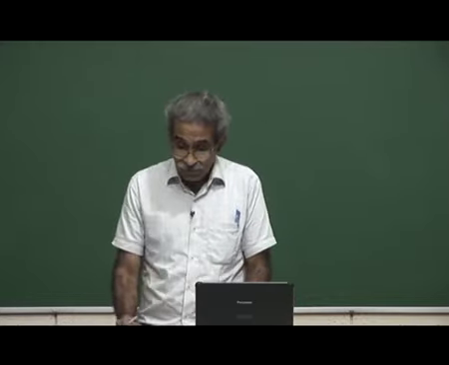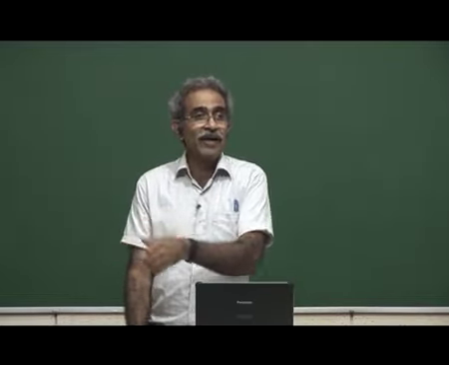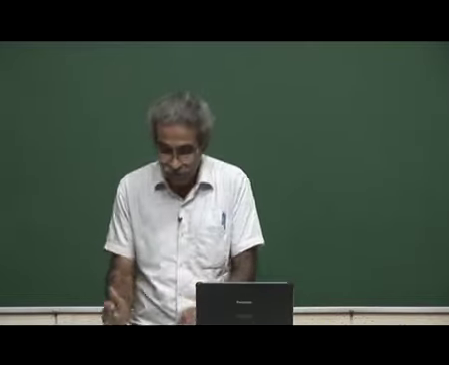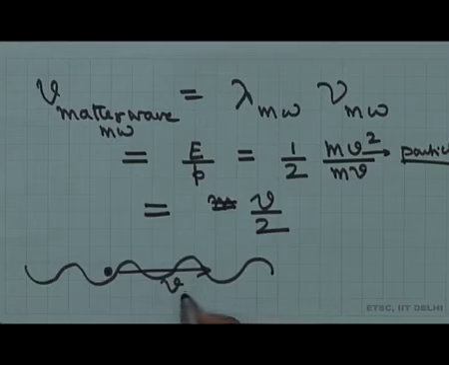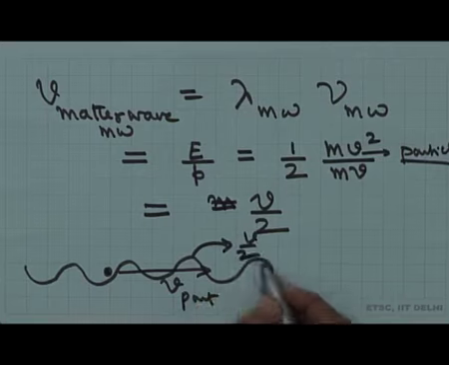And now we are saying when the particle is moving, this poor wave cannot keep track of it, cannot run with the same speed. So this is the particle speed, and my wave speed is given by v by 2. It is lagging behind.